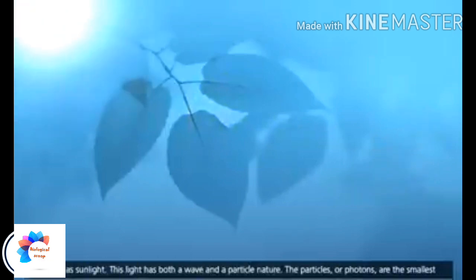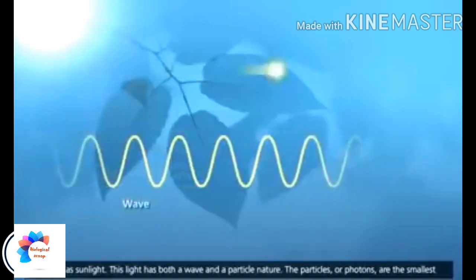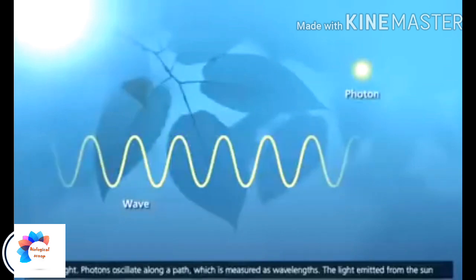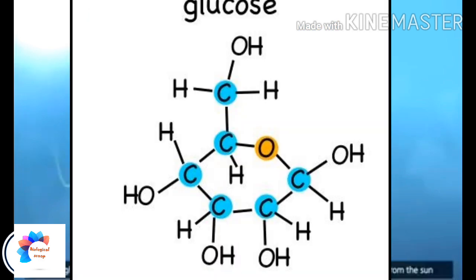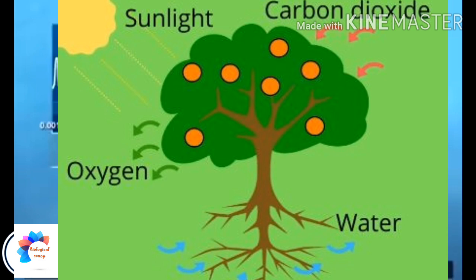So when all three, that is carbon dioxide, water and energy, are accepted by the leaf of the plant, then glucose molecules are formed. Glucose is a 6 carbon compound. The molecular formula of glucose is C6H12O6. In this process, oxygen gas is evolved as a byproduct. So the CO2, the water and the energy combine to form the glucose molecule.